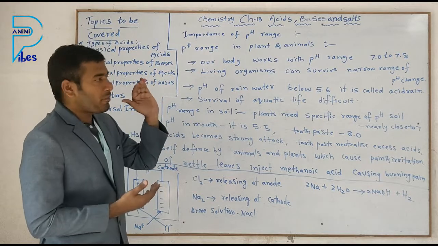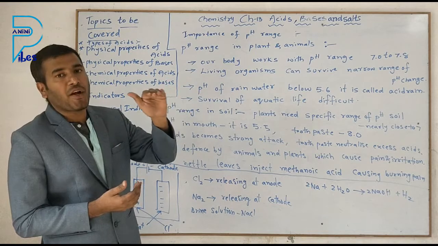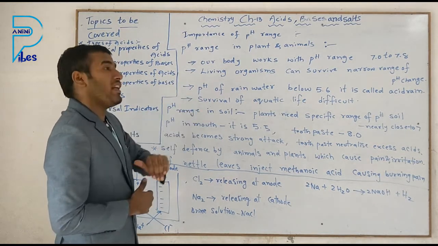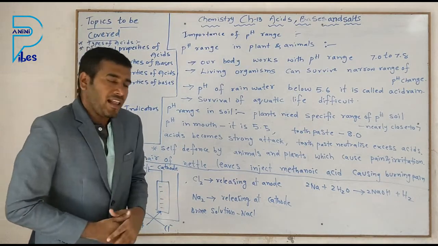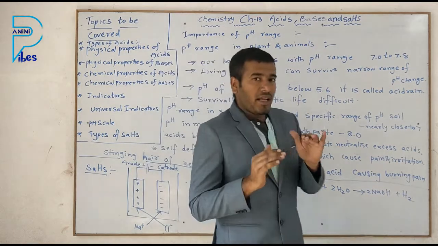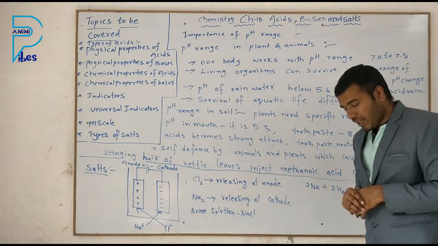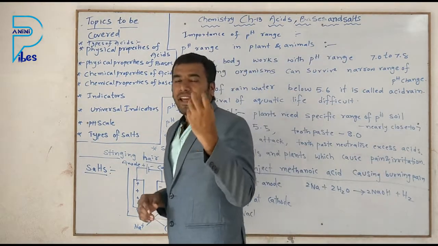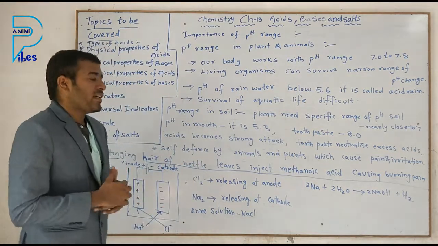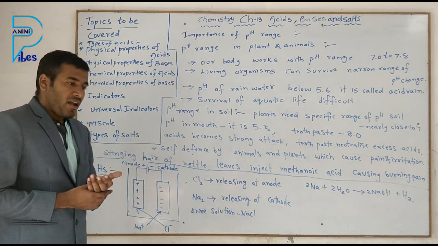pH range is very important to plants and animals, and if the pH value is very near to neutral, that is 7.0 to 7.8, living organisms can survive very easily. A healthy human being's pH range is 7.0 to 7.8, and a pH value below 5.6 is called acid rain. And one more thing, the pH value of our mouth is 3.5, or maybe 3.5 to 5.5.